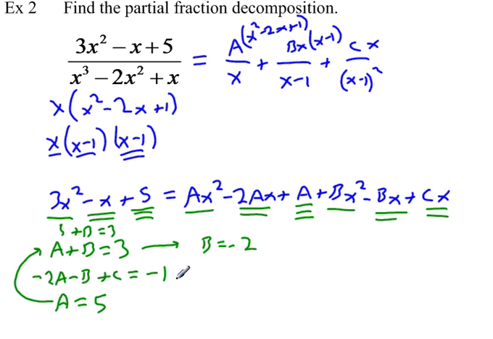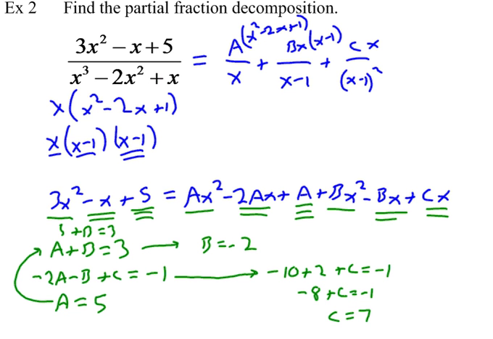Now let's take both of those and plug them into this other equation. So if I plug 5 in place of a, I get negative 2 times 5, or negative 10, minus b, so it's minus negative 2, so plus 2, plus c equals negative 1. So I've got negative 8 plus c equals negative 1. Adding 8 to both sides gives me c equals 7.